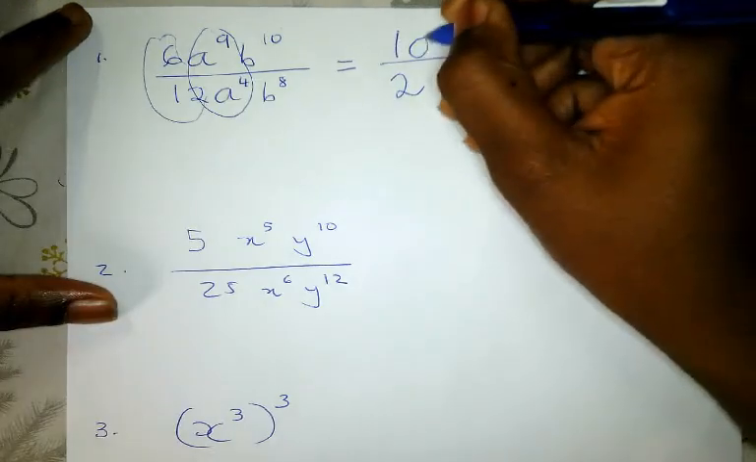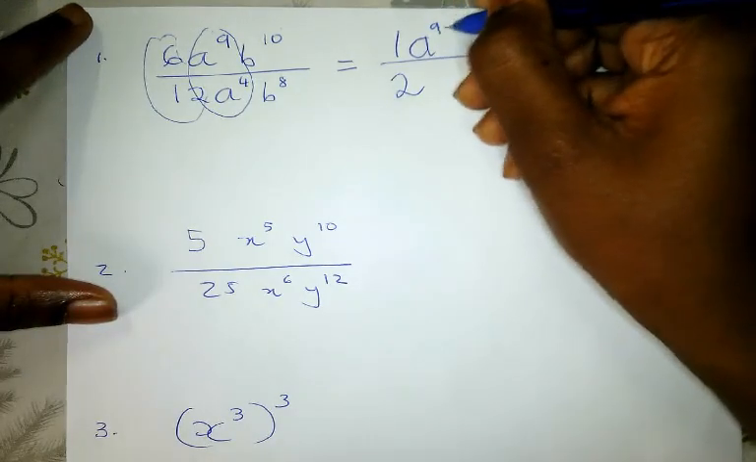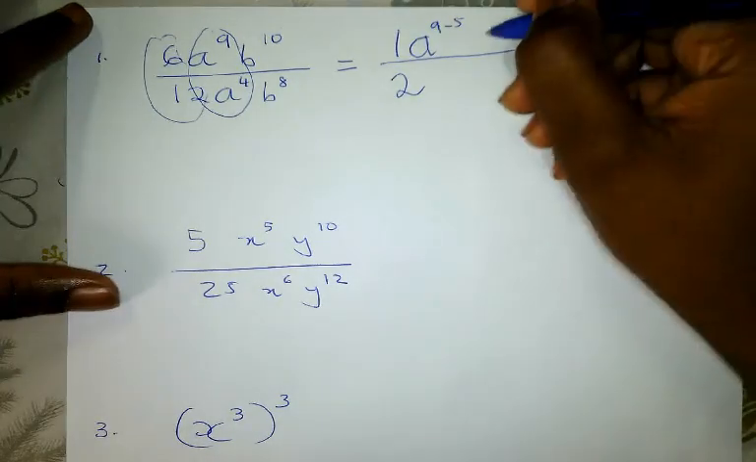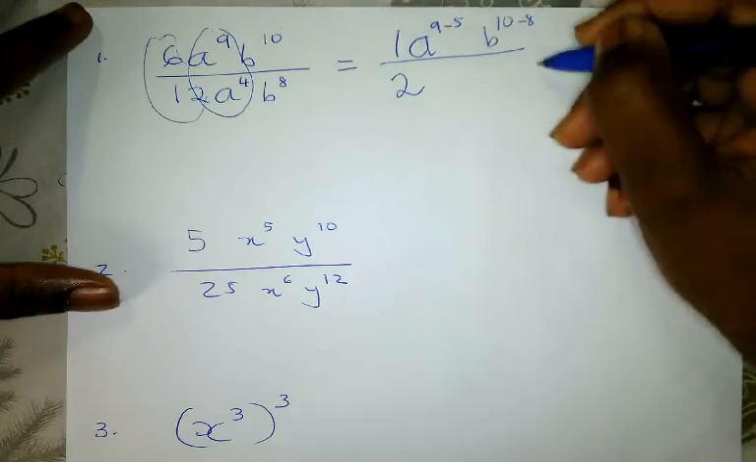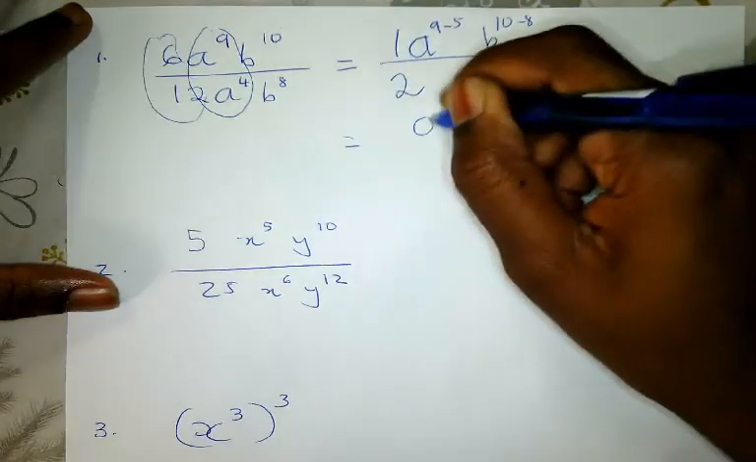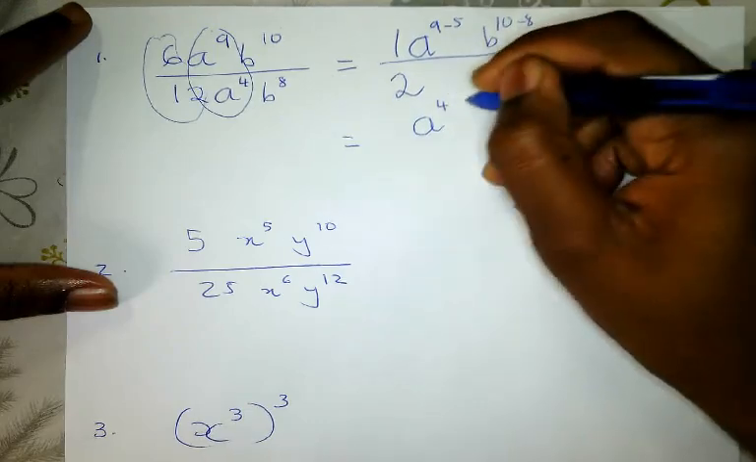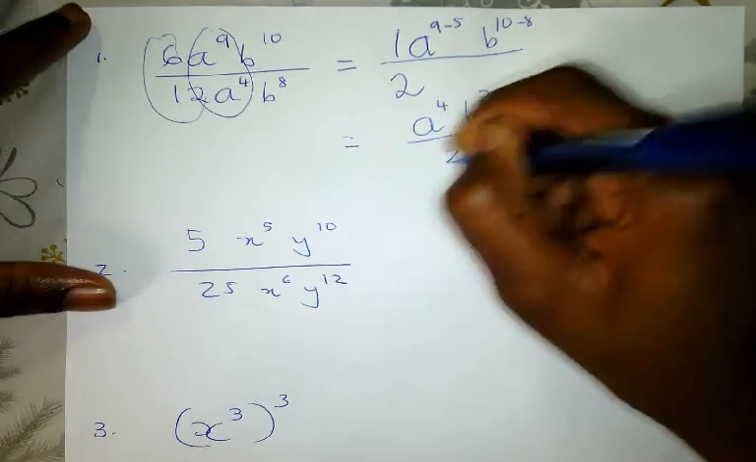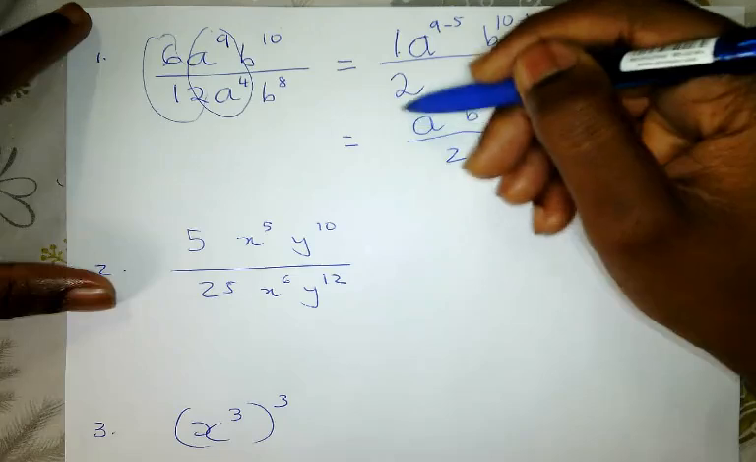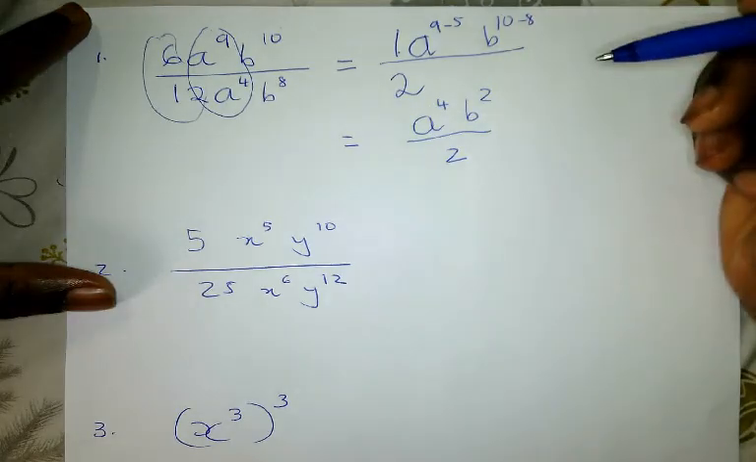Okay, let's show the steps. And B, 10 minus 8. So the answer will be A to the 4, B squared over 2. We don't have to write the 1 because we know there's a coefficient 1 there. And then 9 minus 4 is 5.